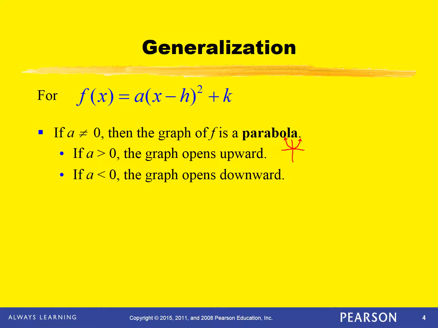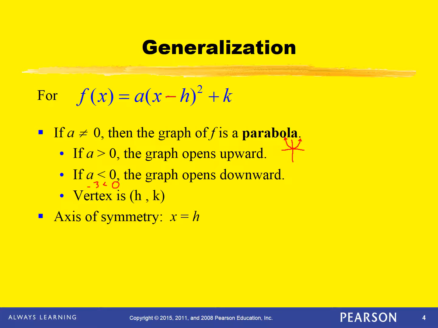For a less than 0, like the one we just did, where we had a equal to -3, -3 is less than 0 and the graph opens downward. The vertex is (h, k), and to get the h, of course, you have to change the sign of the number that you see in here because of that minus sign.